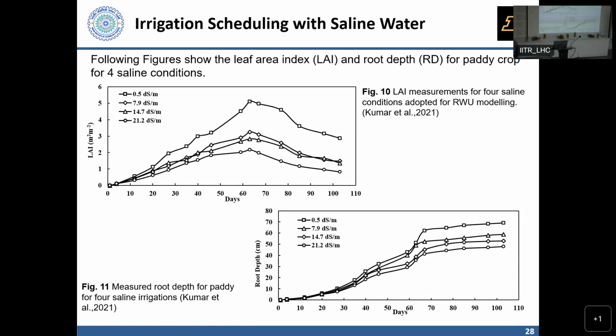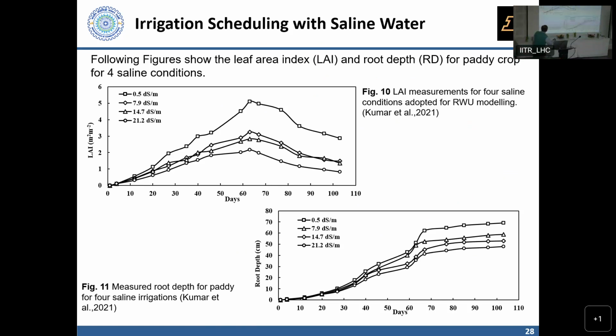Here you can see that we did experiments with waters having different salinities: 0.5 dS, 7.9, 4.10 and 21.2. If you see here, as the salinity increases, the root depth is also decreasing, and the leaf area index too. So this is clearly indicative that the saline water is doing something which is affecting the plant's growth.